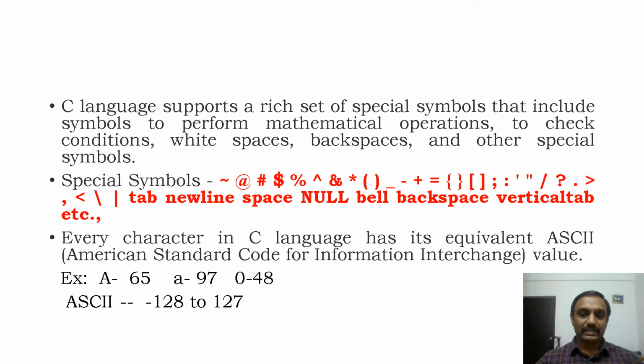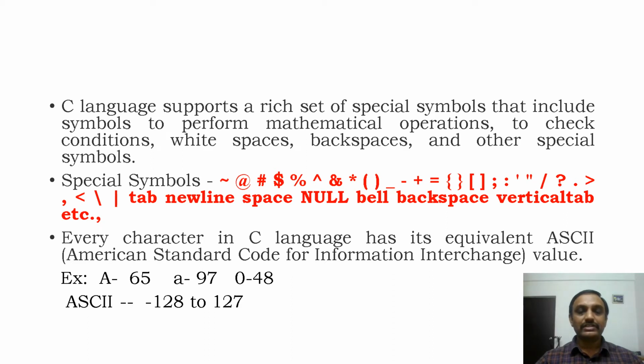What is ASCII? ASCII is the American Standard Code for Information Interchange. So those are minus 128 to 127. Each character in C language is assigned one ASCII value. So for example, for capital A it is 65, small a it is 97, for 0 it is 48.